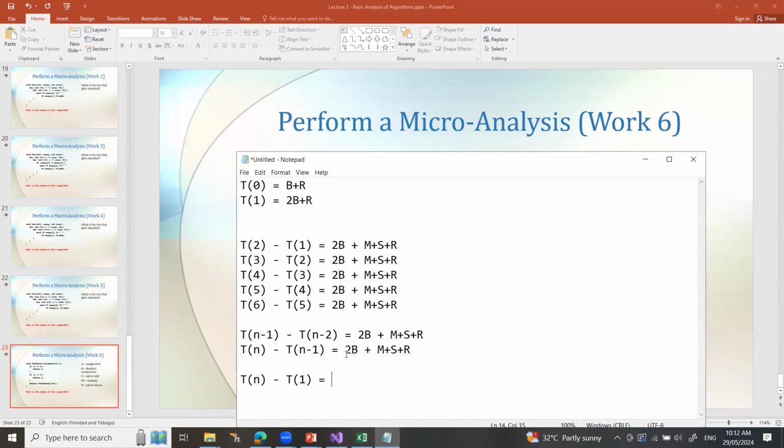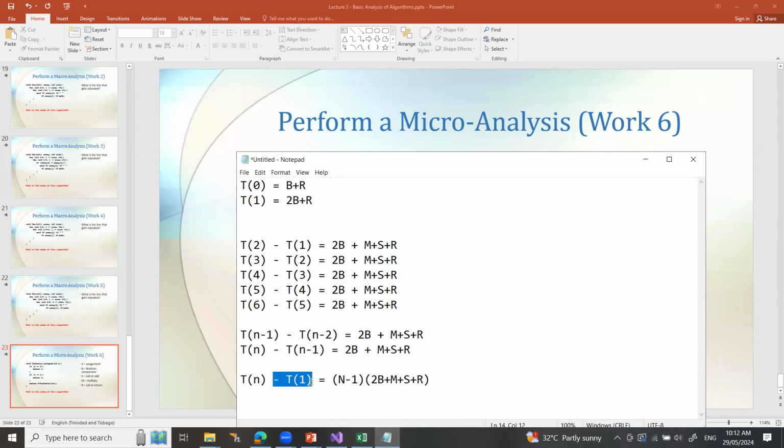Over the right-hand side of the equal sign, it's just this thing over and over, right? How many times does it occur? I think n times. Well, this is n and it goes down to 2, so it's actually n minus 1, because of T1. So I'll write that as n minus 1, and I'm multiplying that by the expression, which is 2b plus m plus f plus r.